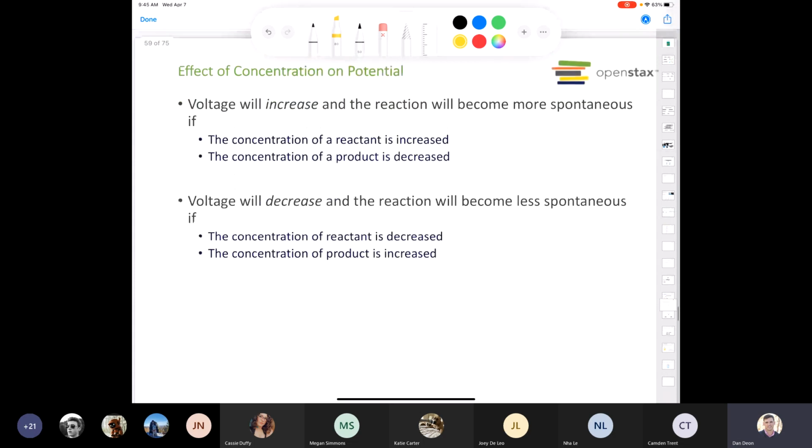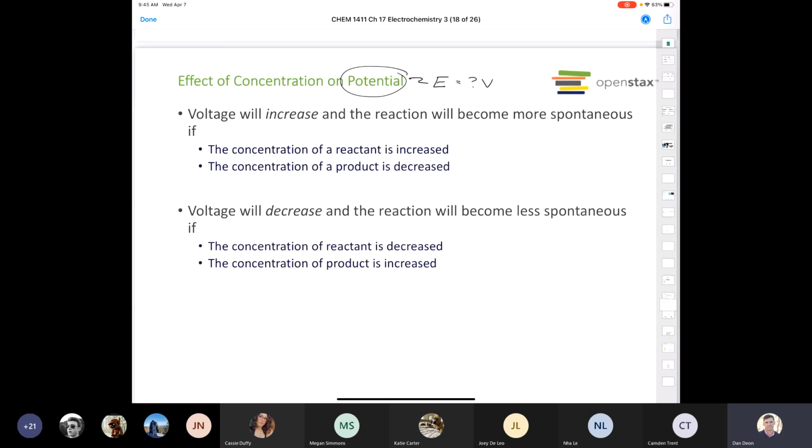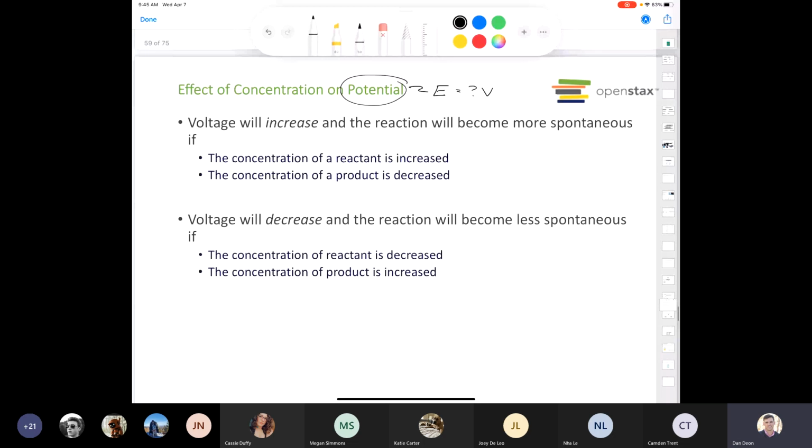Well, how could we do that relationship? We're going to look at that in a second. But before, I want to talk about how would concentration affect your potential, right? How would concentration affect E in terms of how many volts? Well, voltage is going to increase and the reaction will become more spontaneous. How? When we apply Le Chatelier's principle, right? This is just based off of Le Chatelier's principle, and we spent a lot of time talking about this in class.